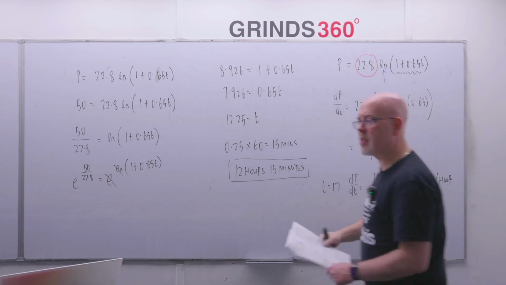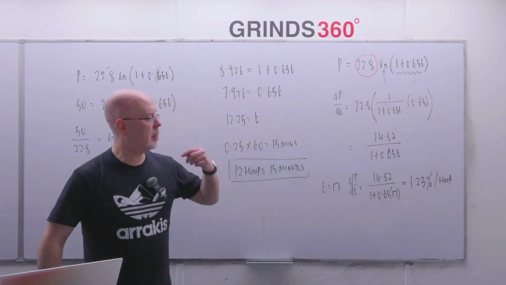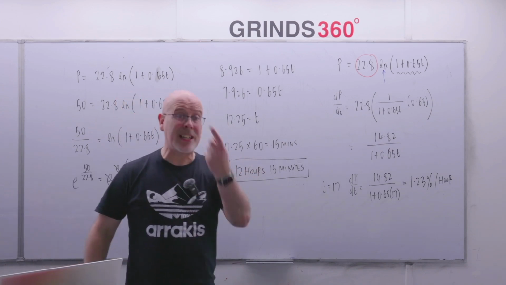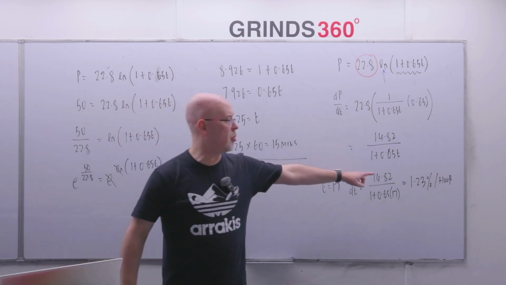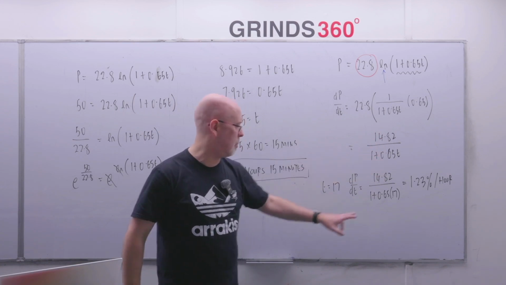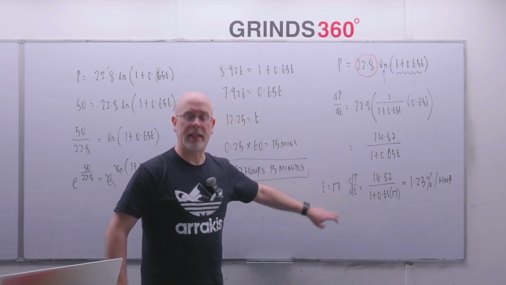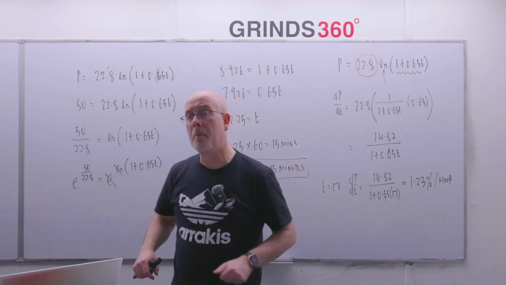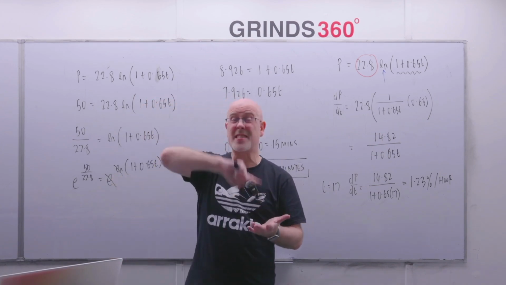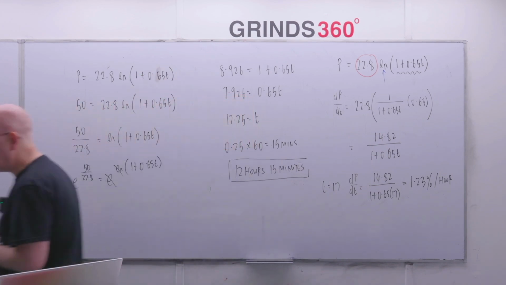And because it's positive, remember what that means: the percentage of tickets sold is increasing by 1.23% per hour at that time point, after 17 hours. That's what the value is giving me there. Positive means it's increasing, and that makes sense because our graph is always going up.